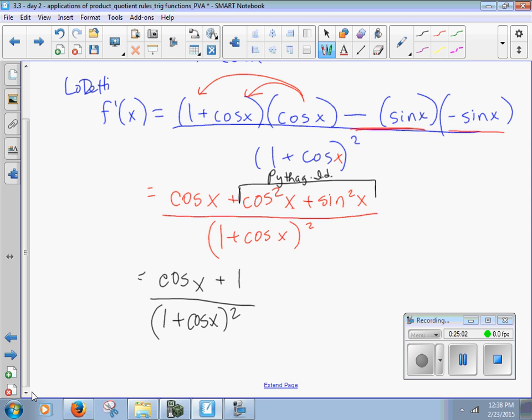Now, let me ask you something. Are they the same? How come? They don't look the same? But they're both positive. It does not matter that they don't look exactly alike. This is a positive cosine, this is a positive cosine, right? I got a positive 1 and another positive 1, correct?